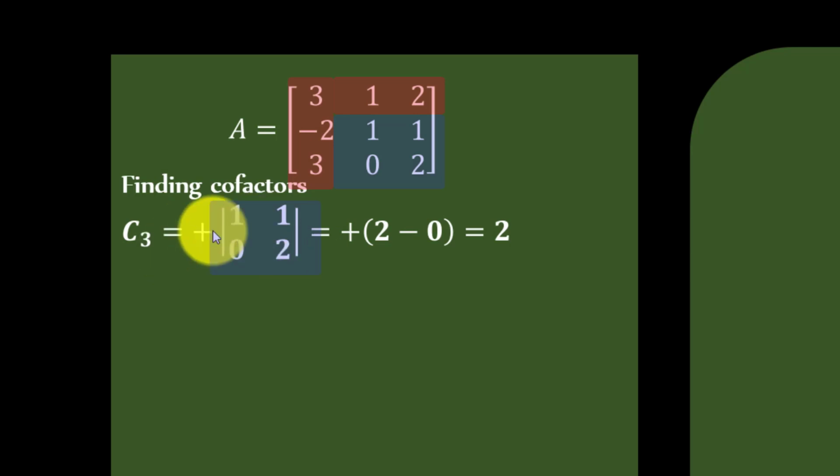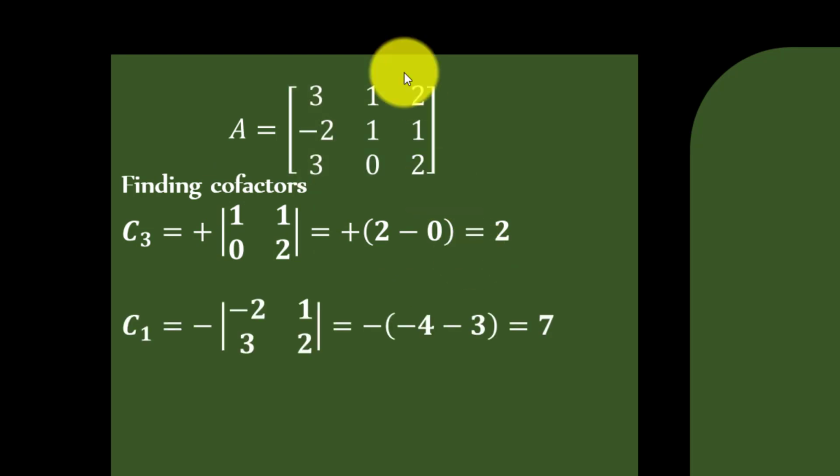This is a very important thing. As you go on calculating for each and every element, you will be putting plus, minus like that. So for the first one you have to take the plus sign. Deleting the corresponding column and corresponding row, you get the elements, and you know how to expand a determinant: product of principal diagonal elements minus product of the secondary diagonal elements. 1 into 2 minus 0 into 1 is 0, that is 2 minus 0, equal to 2.